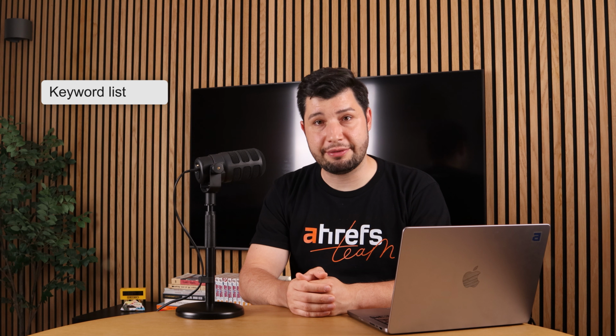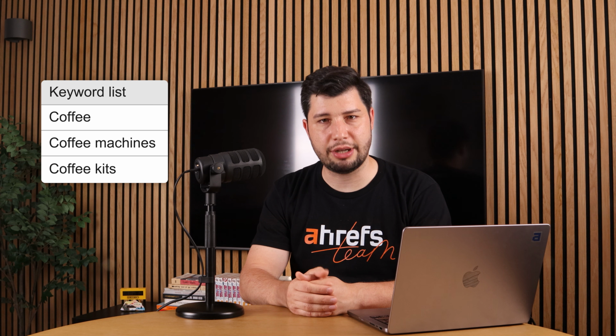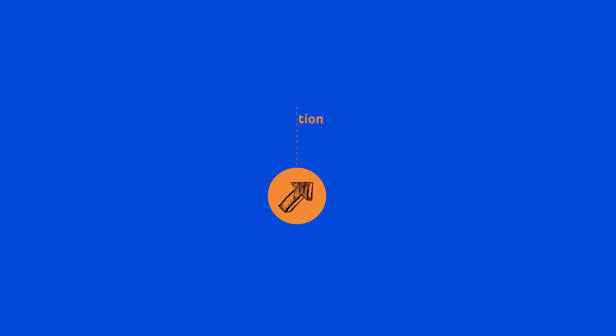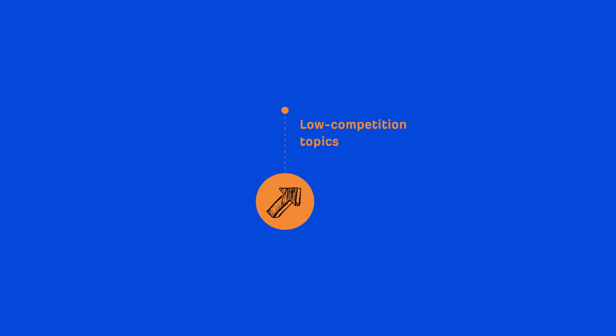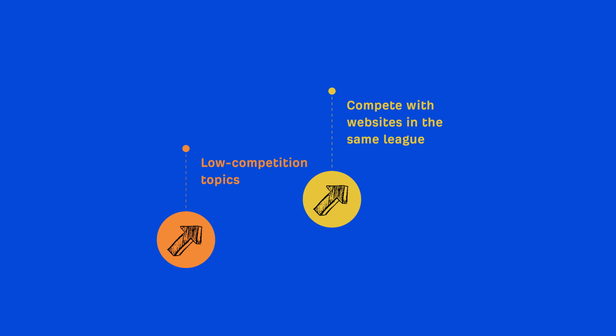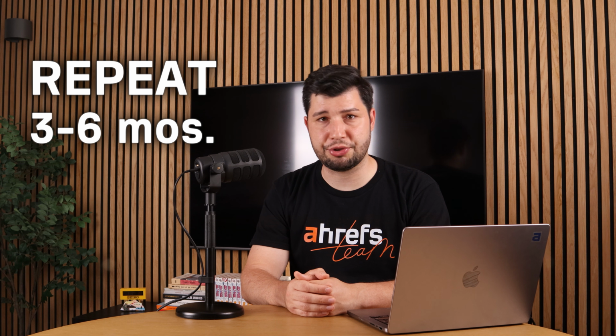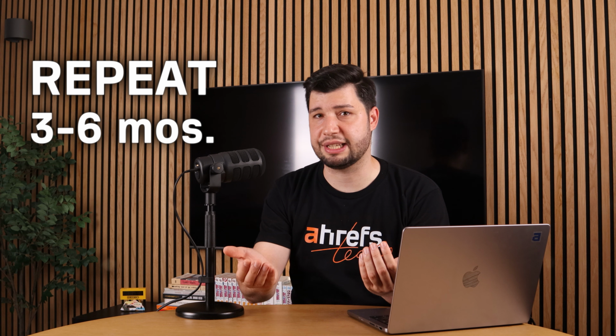By now, you should have several keyword lists organized into topical clusters ready for content creation. And as your rankings improve and you build more topical authority, you'll unlock more opportunities to target even more competitive keywords. So I'd recommend repeating this keyword research process every 3 to 6 months.